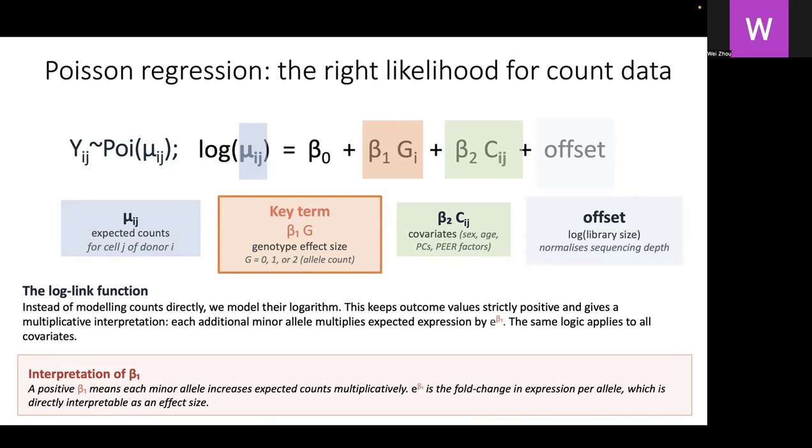We also add a library size offset to correct for sequencing depth, because a cell with more total reads will show higher counts for every gene, and that's a technical artifact, not biology.